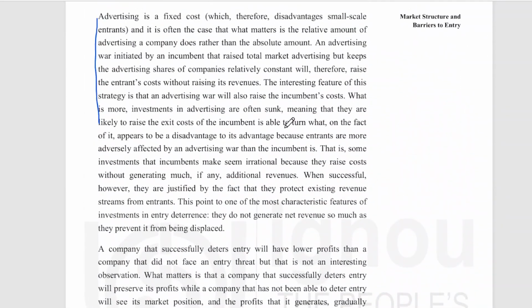A company that successfully deters entry will have lower profit than a company that did not face an entry threat. But that is not an interesting observation. What matters is that a company that successfully deters entry will preserve its profit, while a company that has not been able to deter entry will see its market position and the profit that it generates gradually disappear.